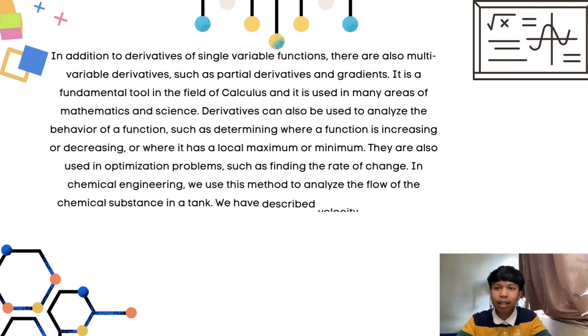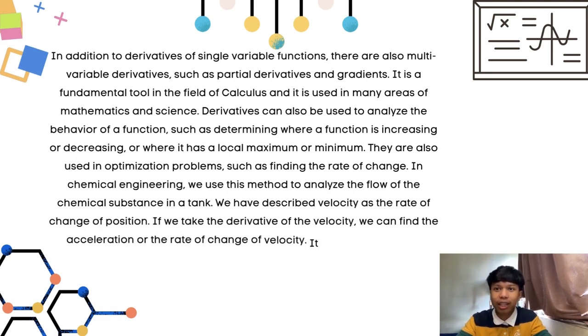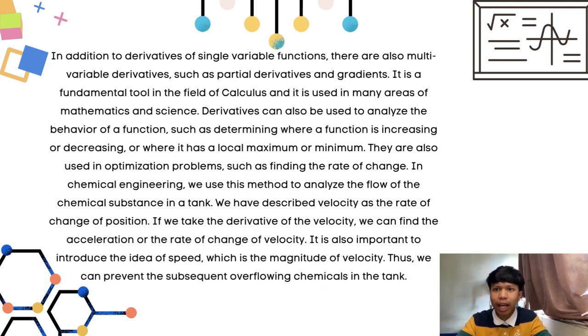and science. Derivatives can also be used to analyze the behavior of a function, such as determining where a function is increasing or decreasing, or where it has a local maximum or minimum. They are also used in optimization problems, such as finding the rate of change. In chemical engineering, we use this method to analyze the flow of the chemical substances in a tank.